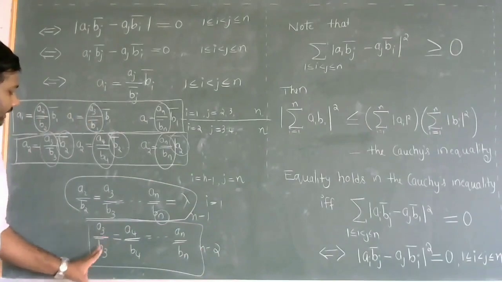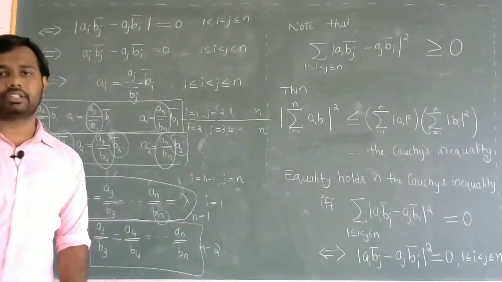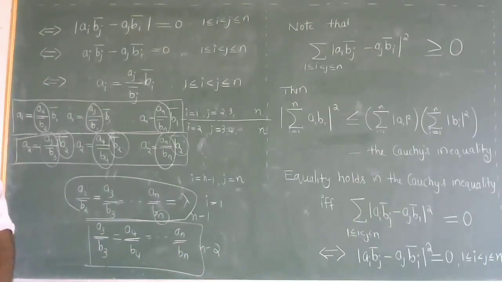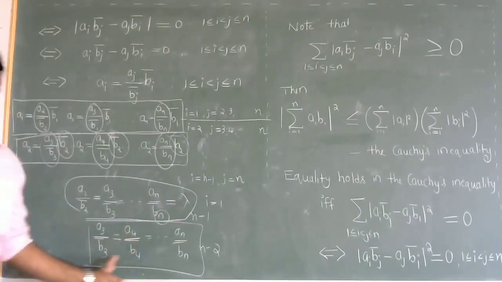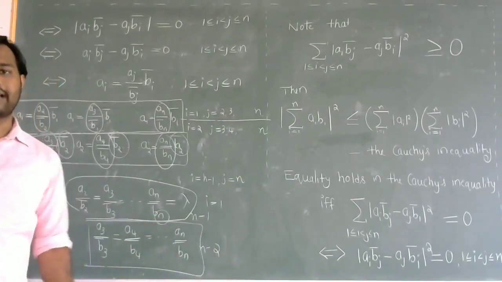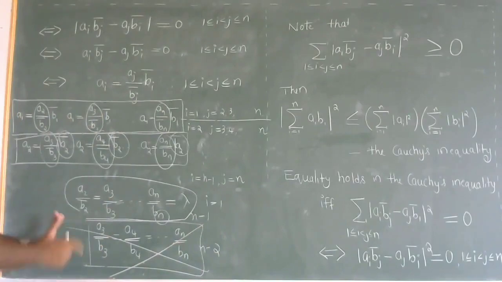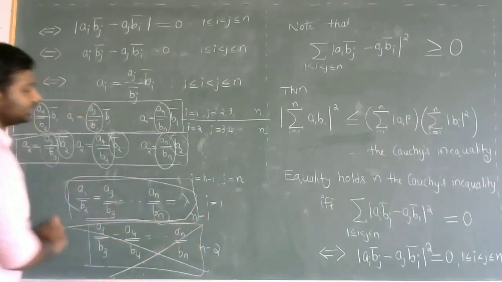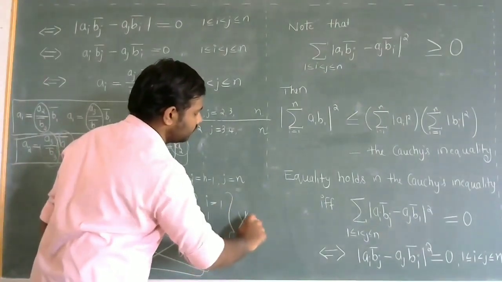So from a3 by b3 bar it is starting, and it is equal to all the rest of the fractions. Next step, if I see the next step, it starts from a4 by b4 bar, and it will be equal to the rest of the fractions. So no need to consider all those fractions. It is enough to consider this condition, as it holds for all i.